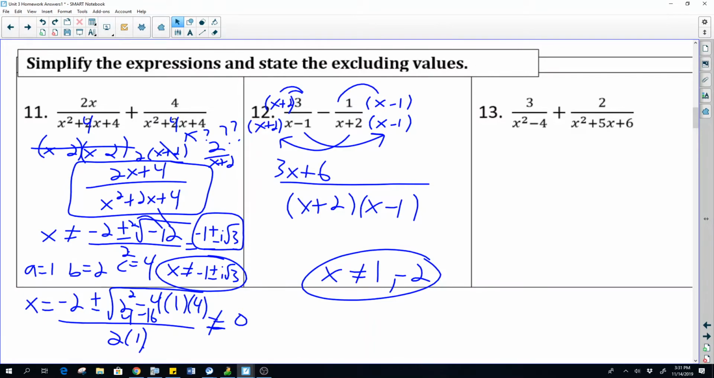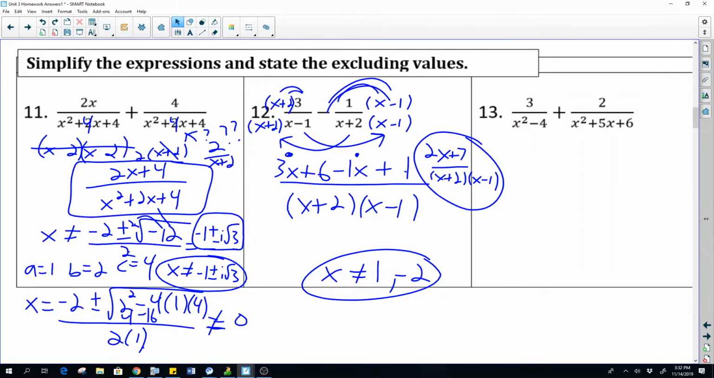So negative 1 times x is negative 1x. Negative times negative is a positive 1. Excellent. There we go. Don't forget, negative times a negative is a positive. A lot of people make mistakes on that on the test. So don't forget that. Then we have 3x minus 1x is 2x. And then 6 and 1 is 7. So 2x plus 7 all over x plus 2 times x minus 1. Nice, nice, nice. So there's our answer there for number 12.